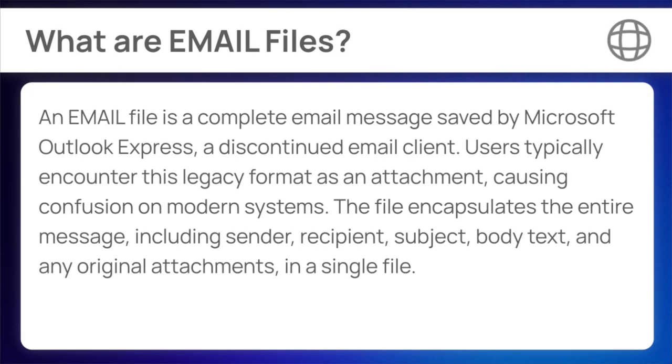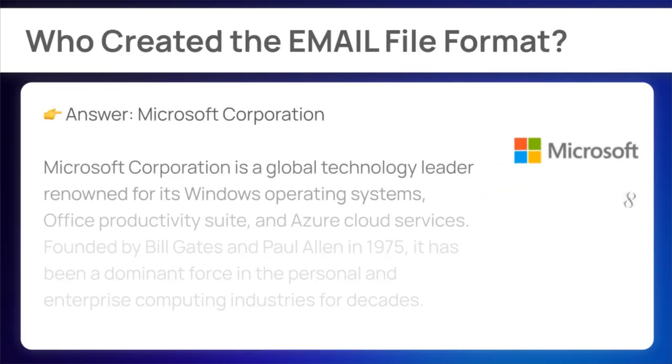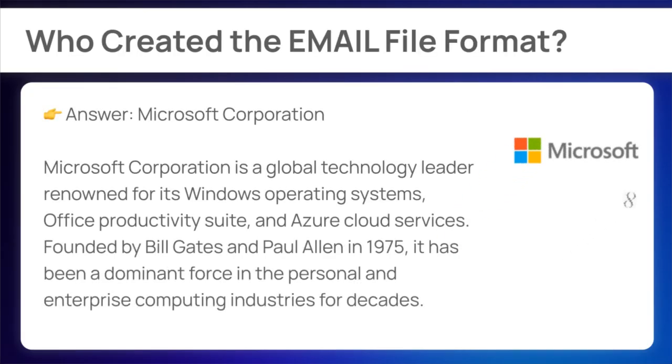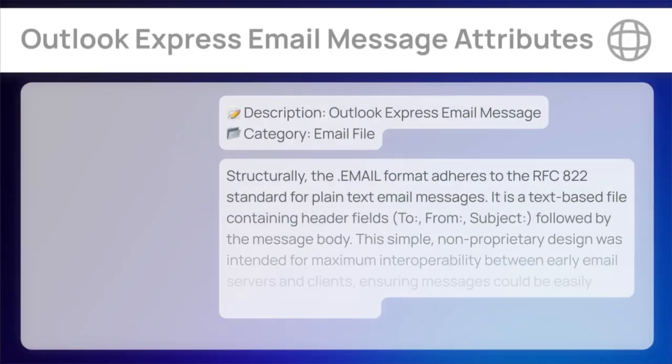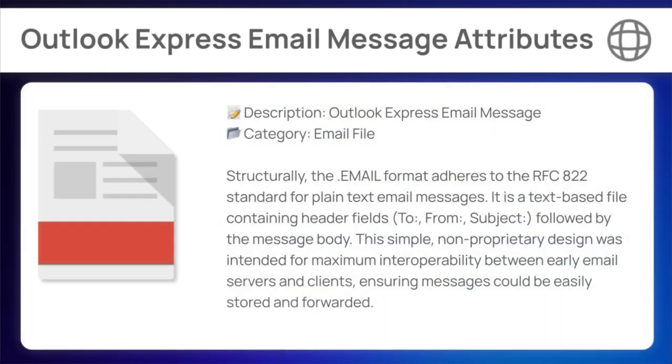Users typically encounter this legacy format as an attachment, causing confusion on modern systems. The file encapsulates the entire message, including sender, recipient, subject, body text, and any original attachments in a single file. Structurally, the email format adheres to the RFC 822 standard for plain text email messages. It is a text-based file containing header fields, to, from, subject, followed by the message body.